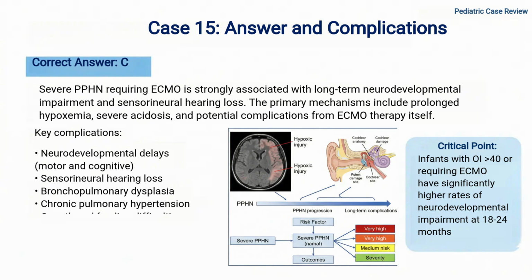An important clinical point: infants with an oxygenation index greater than 40 or those requiring extracorporeal membrane oxygenation have significantly higher rates of neurodevelopmental impairment at 18 to 24 months of age. Structured long-term developmental follow-up is therefore essential for all survivors of severe PPHN.